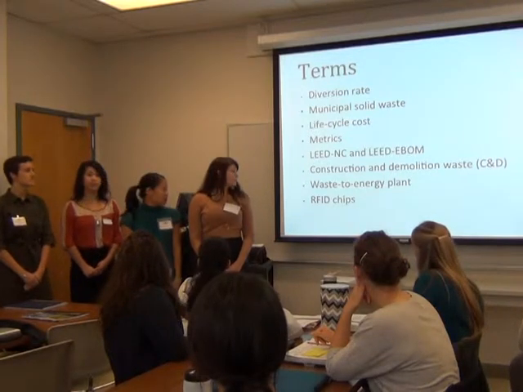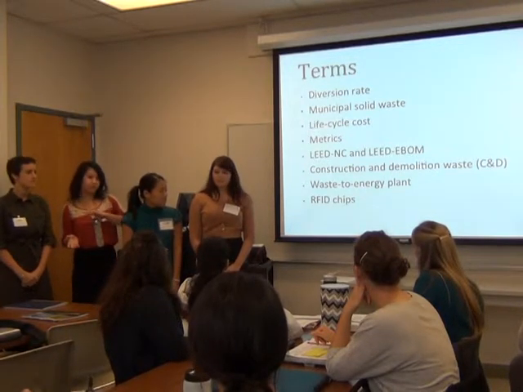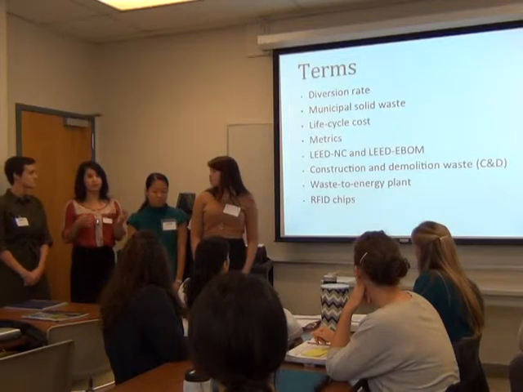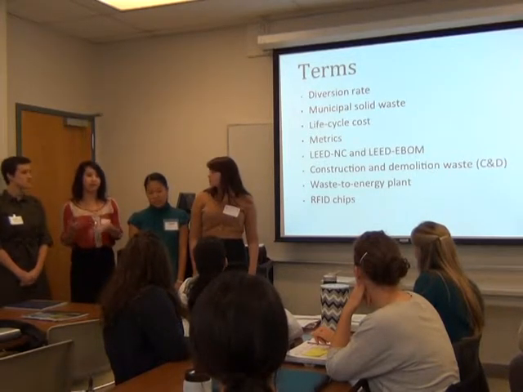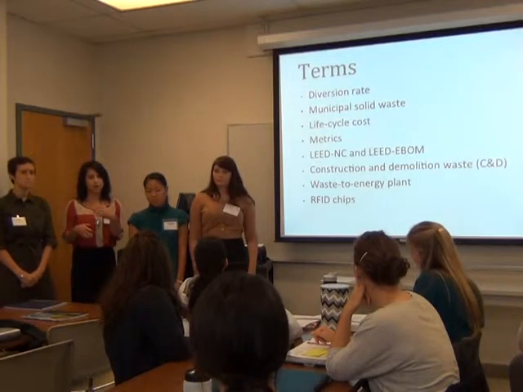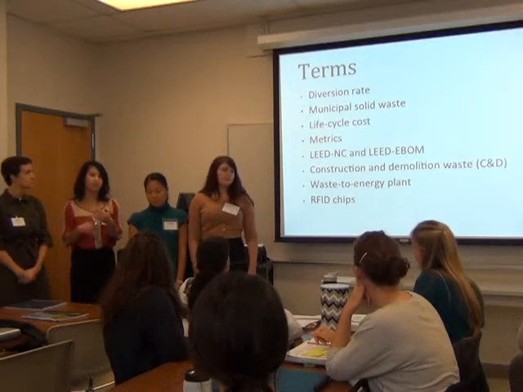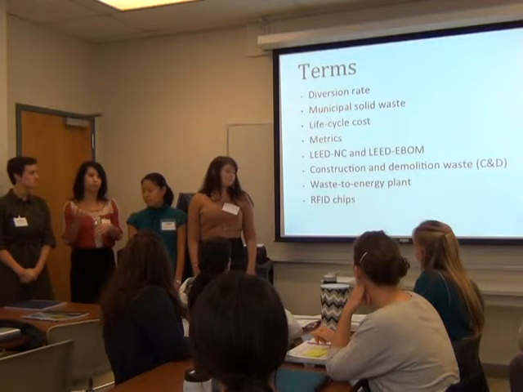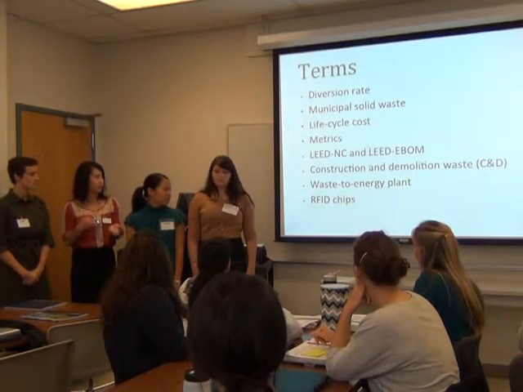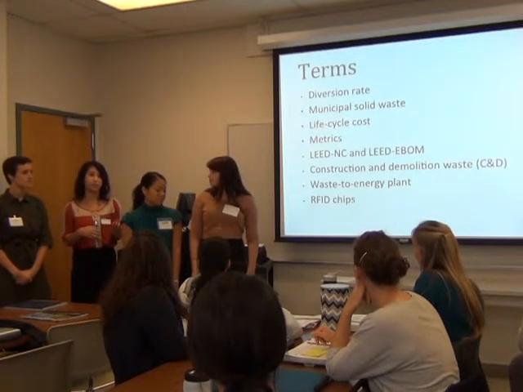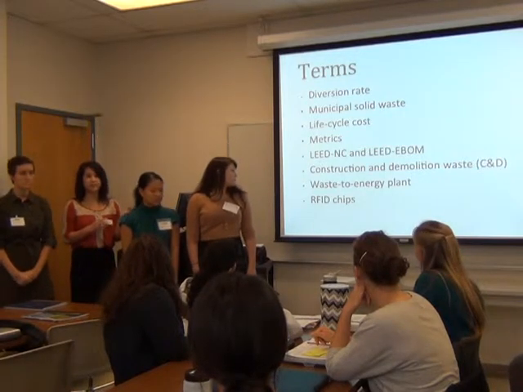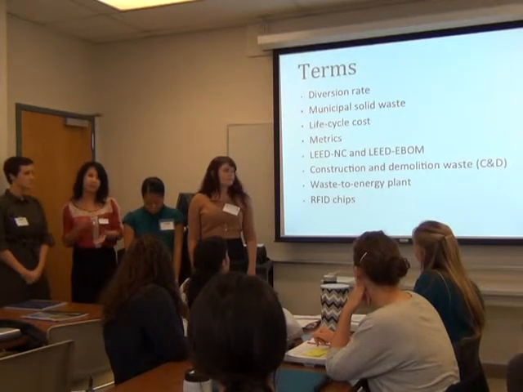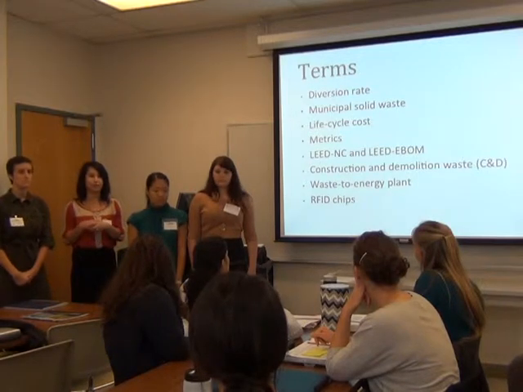Okay, and waste to energy plants are factories where you send your waste instead of to a landfill in order to be incinerated so that the energy can be turned into electricity and things like that. This can be used to reduce the amount of waste and increase the diversion rate. And RFID chips are radio frequency identification chips that have recently been used to monitor recycling habits.